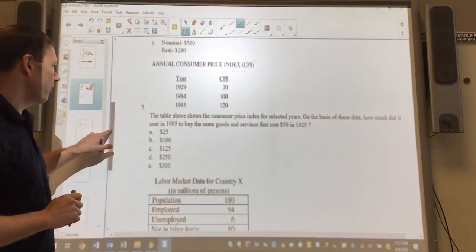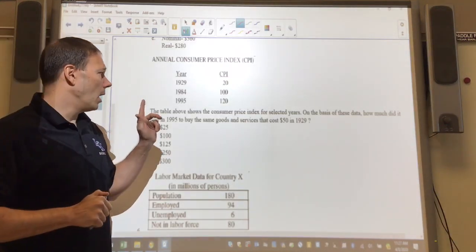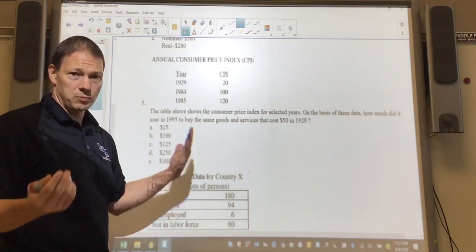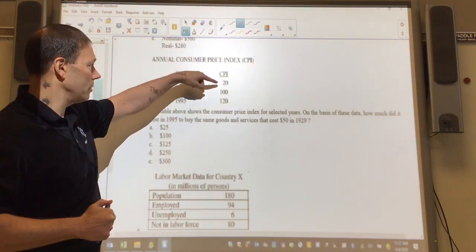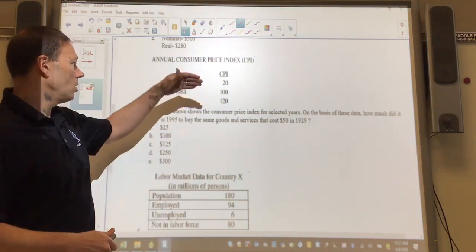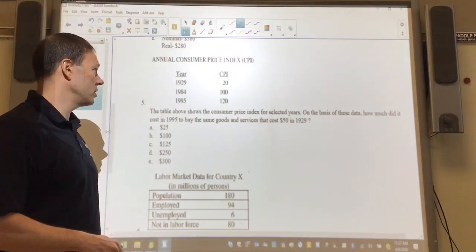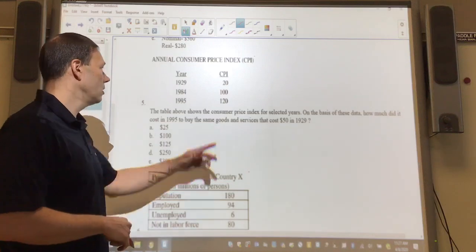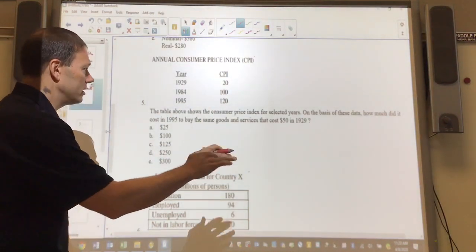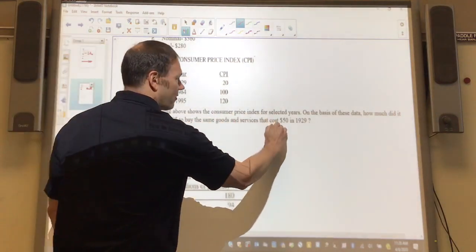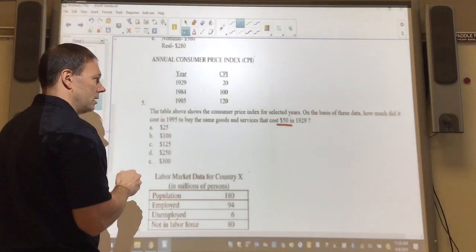All right, let's look at number 5. This one's a little bit tricky the way they word it, but we're going to work through it. So you've got the CPI, which of course measures inflation. That's the market basket. So in a sense, this basket of goods cost $20 in 1929, cost $100 in 84, 84 is set to the base year, and 120 in 95. So here's the way you're looking at it. The question is, something that cost $50 in 1929, what's that going to cost in 1995?